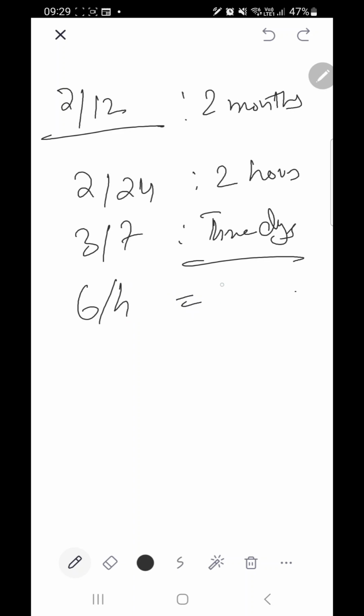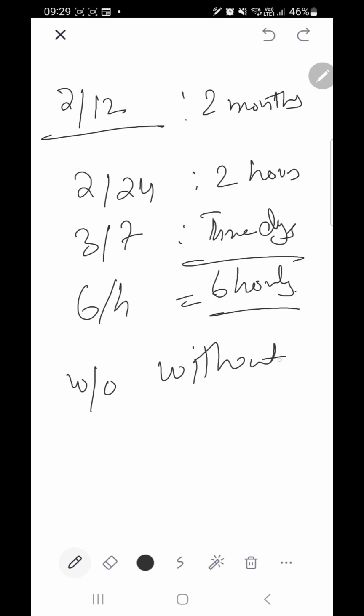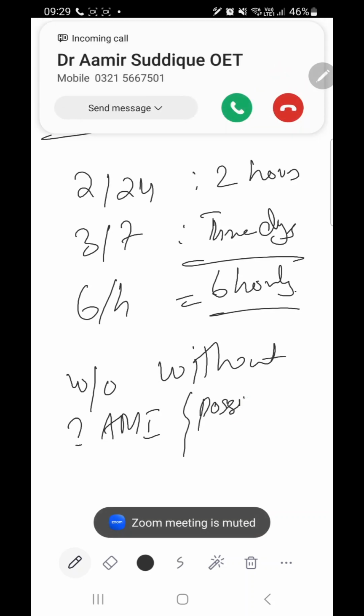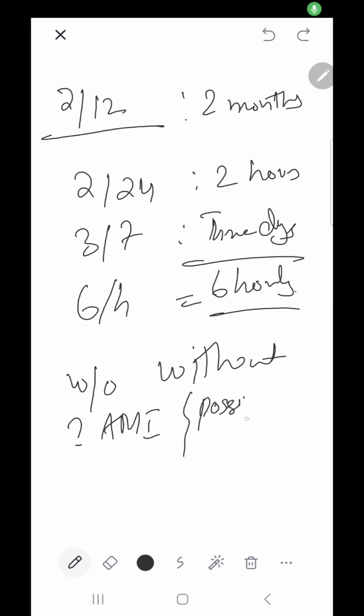6 by H stands for 6 hourly, right? Dash stands for without. A question mark with something, let's say AMI, means that possibility of something. We can write it down. So these are some standard abbreviations we have to use.